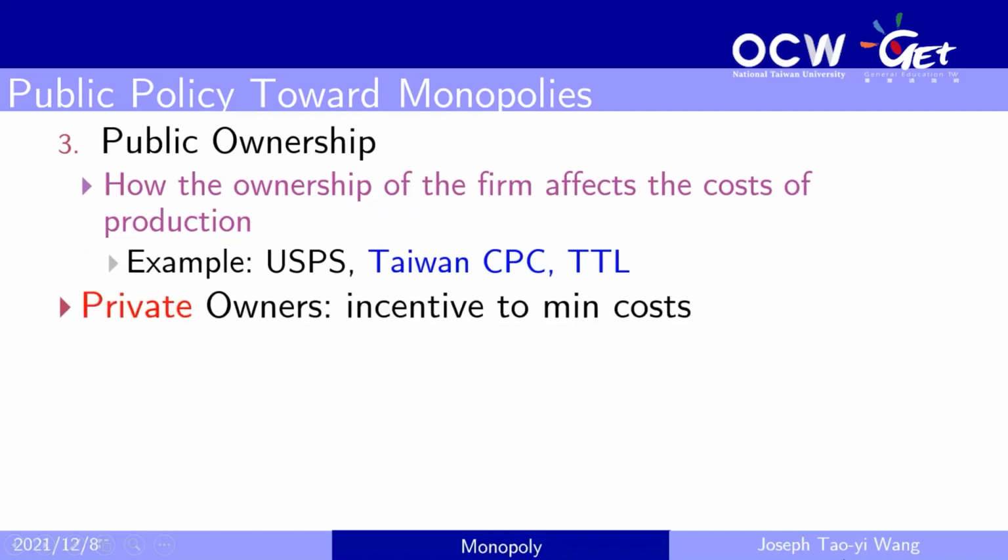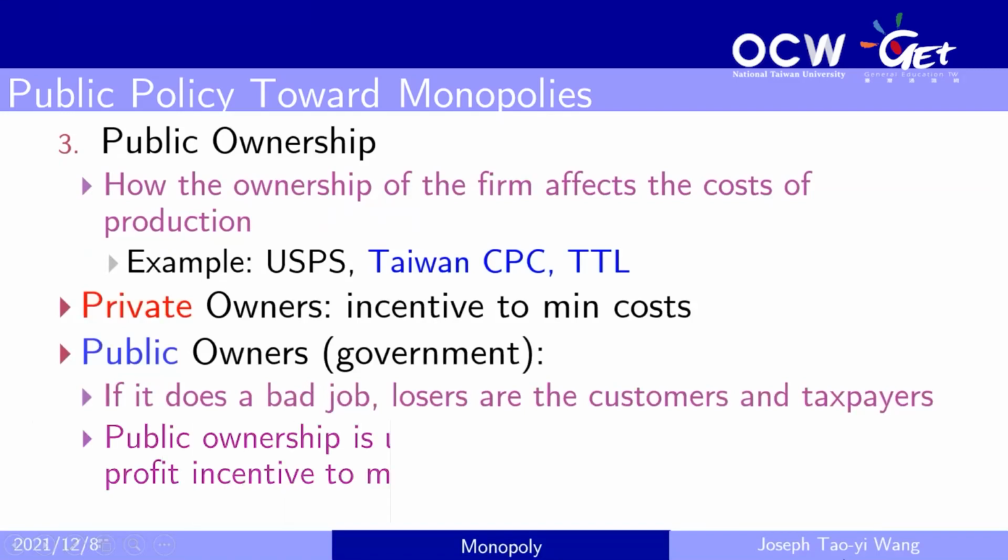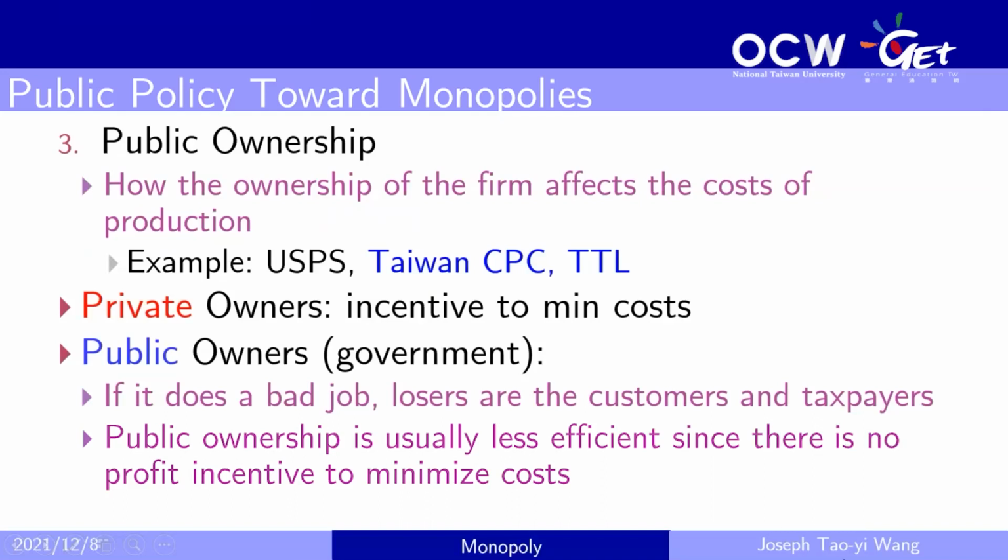But the challenge here is that private owners have incentives to minimize costs. If the government does a bad job, who takes the responsibility? It's the taxpayers who are losing money, and the customers who are not getting the best products and services, but the people who run the company are government employees and they don't care. So you have this inefficiency problem because they don't have the incentives to minimize cost.